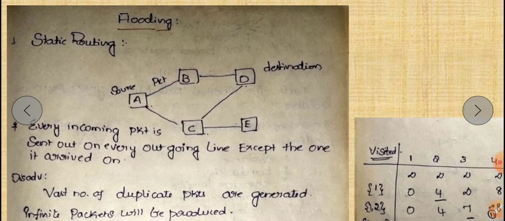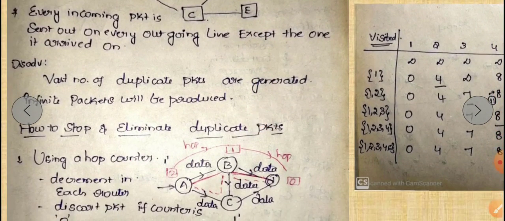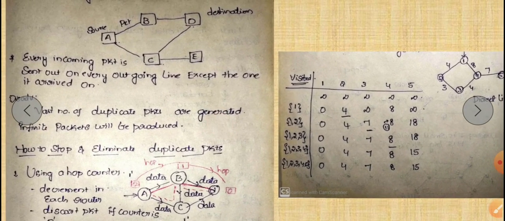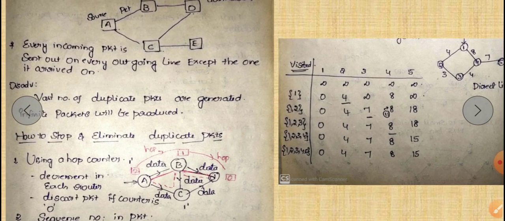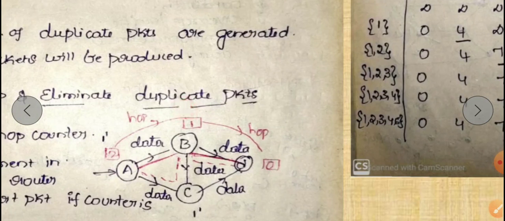So I will take one diagram, A to B, B to D, C to E. Every incoming packet is sent out on every outgoing line except the one it arrived on. Okay. So here the disadvantage is that a vast number of duplicate packets are generated. Infinite packets will be produced because of the number of path links. Right. How do we stop and eliminate these duplicate packets? Using the hop counter. For example, you can notice here the example A to B and B to D and C to D.